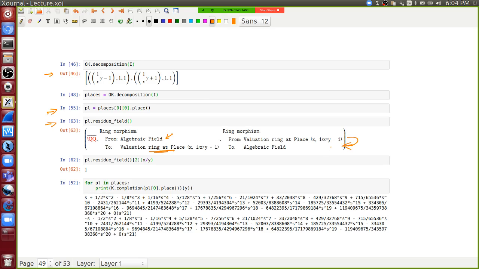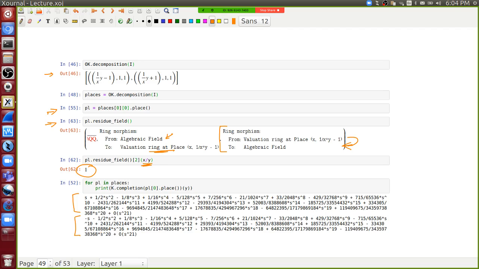The significance of that is that's how I figure out what my value is. Here I'm going to take the residue field of x over y. How do I evaluate x over y? I don't do limits. I simply apply this ring morphism to it, and it tells me that its value is 1. I can use the completion function here to do this. These are the series expansions that I did half an hour ago. There they are, done up to 20 terms.